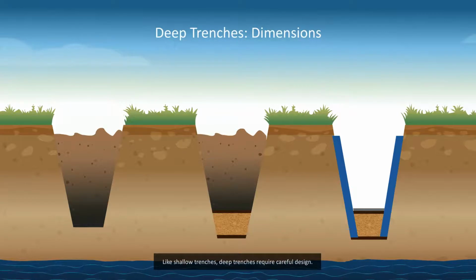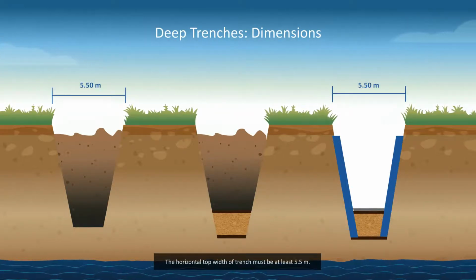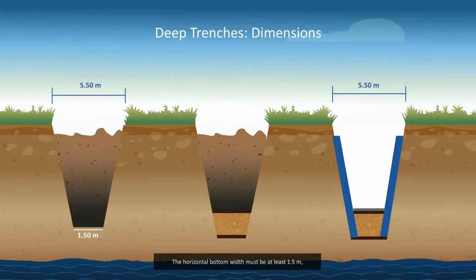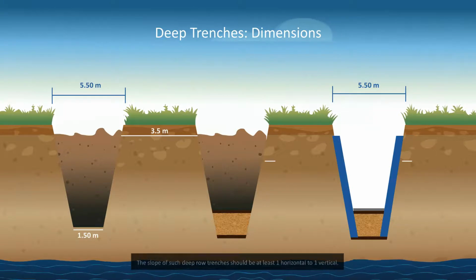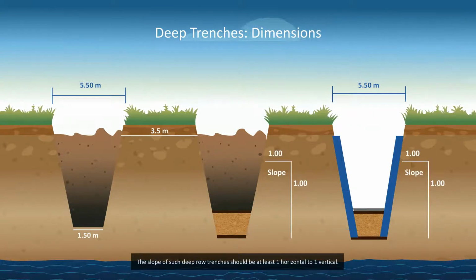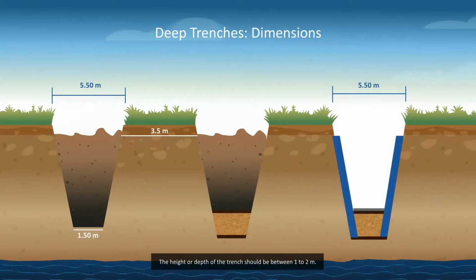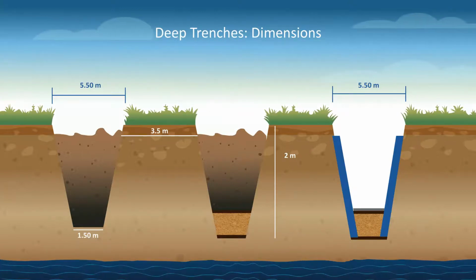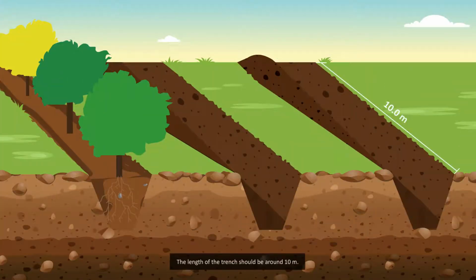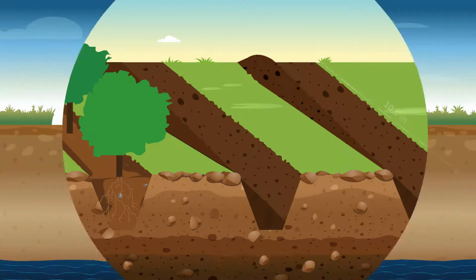Like shallow trenches, deep trenches require careful design. The horizontal top width of trench must be at least 5.5 meters. The horizontal bottom width must be at least 1.5 meters, and the width of the trenches should be at least 3.5 meters. The slope of such deep row trenches should be at least 1 horizontal to 1 vertical. The height or depth of the trench should be between 1 to 2 meters. The length of the trench should be around 10 meters.